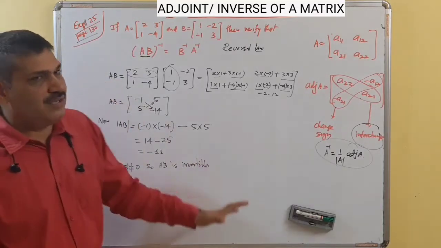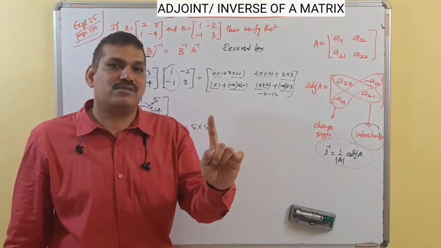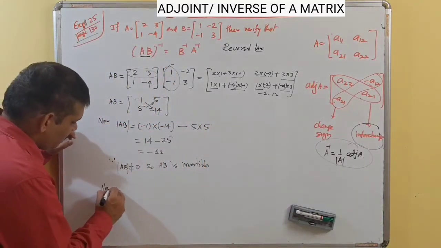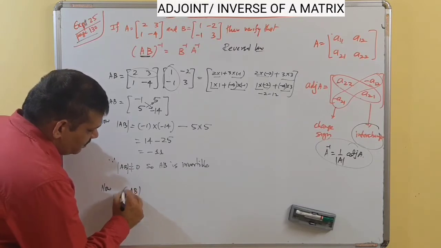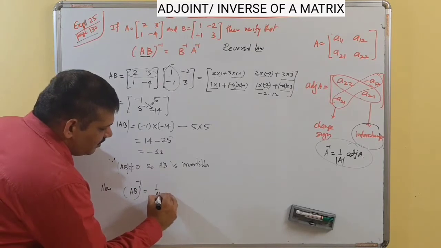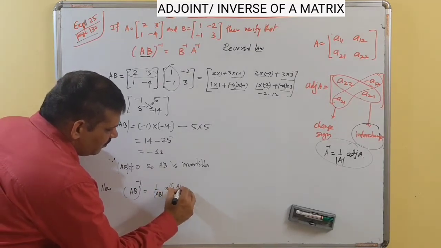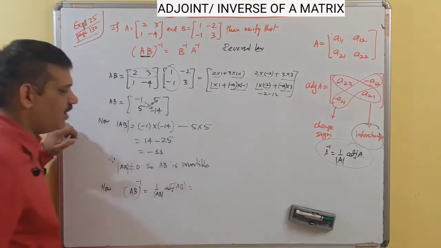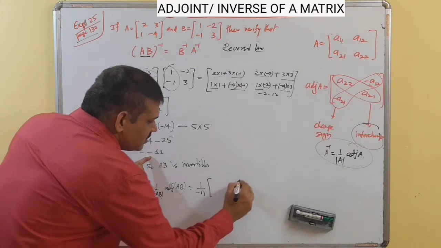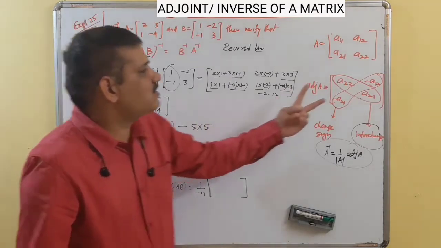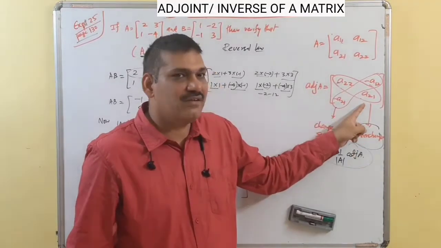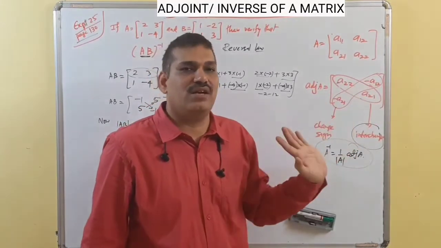To find the inverse of any matrix, first of all we must ensure whether it is invertible or not. Now AB inverse. How do we find the inverse of a 2 by 2 matrix? 1 upon the determinant of AB into the adjoint of AB. The determinant of AB is minus 11, so 1 upon minus 11. The adjoint of any matrix is obtained by interchanging the elements of its leading diagonal and by changing the sign of the non-leading diagonal elements.